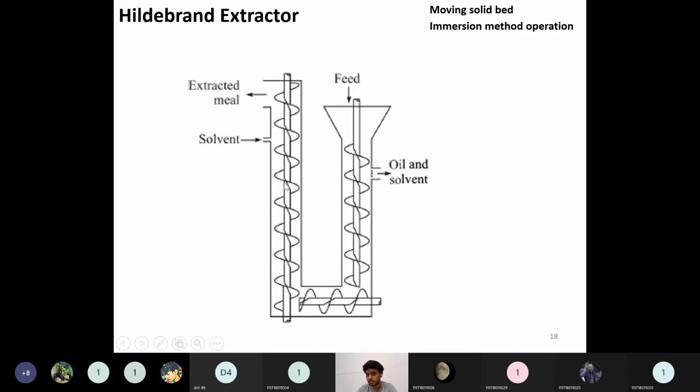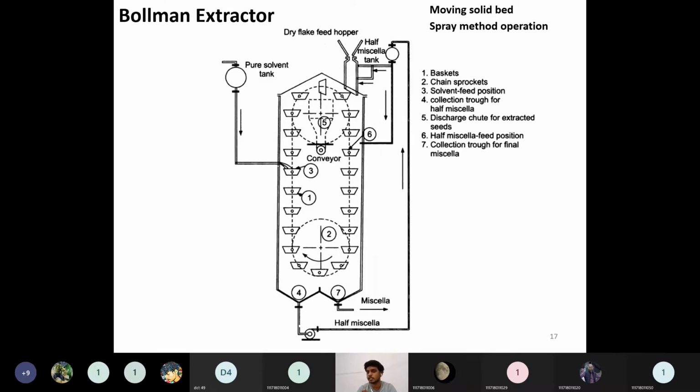Then the solvents will just flow down due to gravity, and due to the overflow, it will reach the top of this right section. From this overflow, through the outlet, the oil and solvent are just left out from this right section. So this is called the solution section, oil and solvent. These two are the continuous extractor types, or continuous leaching types. Many times they ask about these two extractors in old question papers.